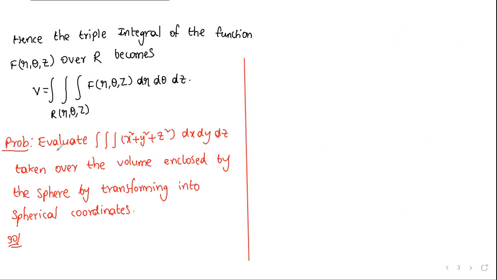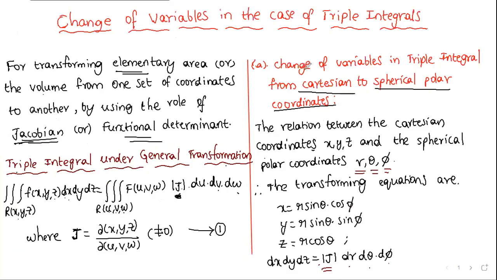Problem: evaluate the triple integral over V of x square plus y square plus z square into dx dy dz, taken over the volume enclosed by the sphere. Sphere means spherical, so by transforming into spherical coordinates. Already we know the transforming equations in the spherical coordinates. Change the variables in the triple integral from Cartesian to spherical polar coordinates by using three equations.